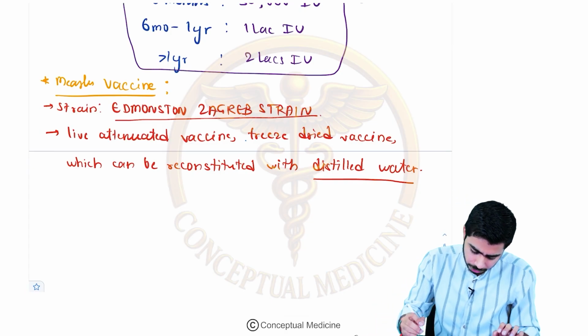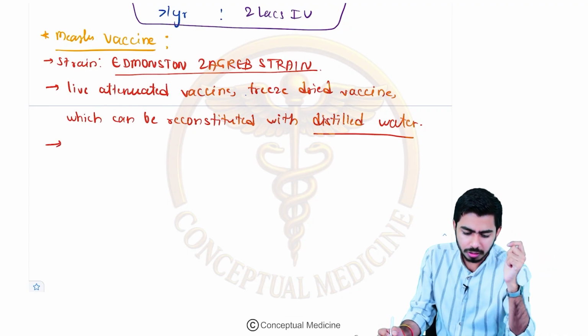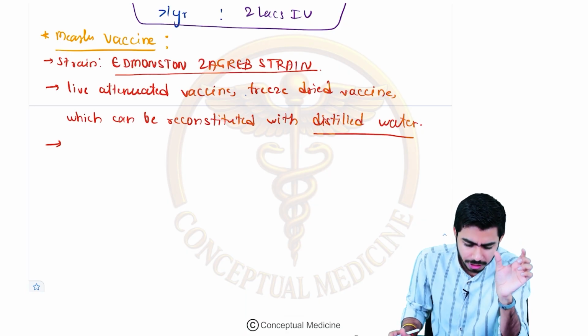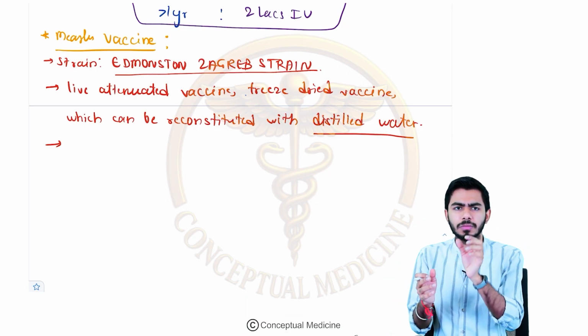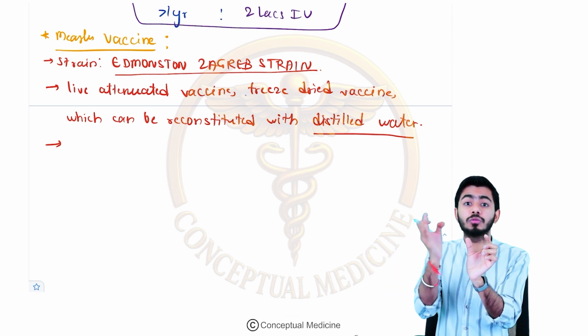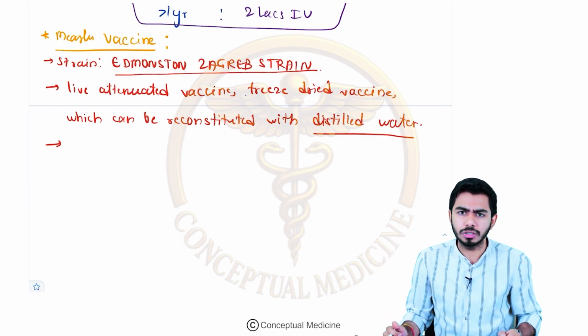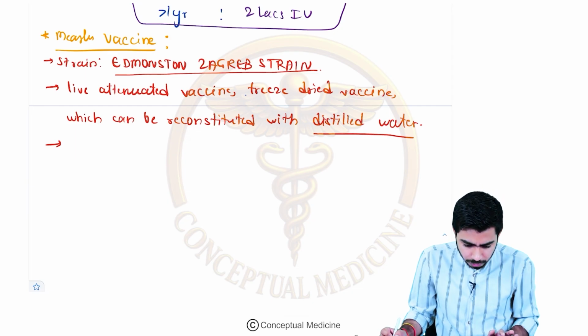Okay guys, once we understood that, the next point is that we might be giving the measles containing vaccine, that is the MCV. In the measles containing vaccine, we have combinations these days. For example, measles rubella vaccine, measles mumps rubella vaccine, measles mumps rubella varicella vaccine. These combinations are available these days.